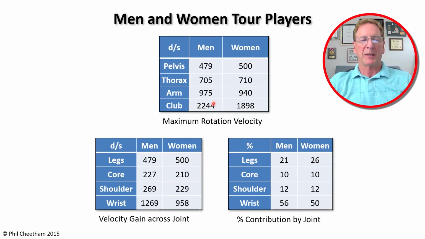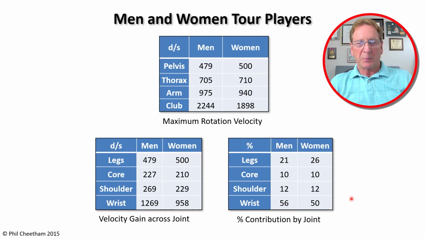But here we get the biggest loss across the wrist from the arm to the club. Now we see the club speed is, I'm sorry, for the men, it's about 2,200, and for the women, it's about 1,900. So we get quite a drop off of speed across the wrist for the women. This is borne out more where we specifically look across the joint. So we see women faster in the legs, lose a little bit at the core, lose a little bit at the shoulder, and then lose a lot at the wrist. So these are interesting statistics and could be used to help improve performance of both the men and the women.